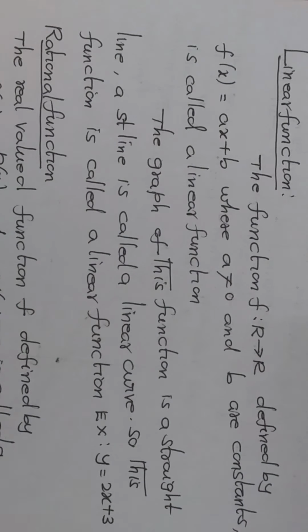For example, y is equal to x plus 3 is a linear function. So many examples you can write. y is equal to 6x minus 4. Any number of examples you can write. Okay, but if you plot the graph of this one taking x values and y values, simply you will get a straight line. That's why it is called a linear function.